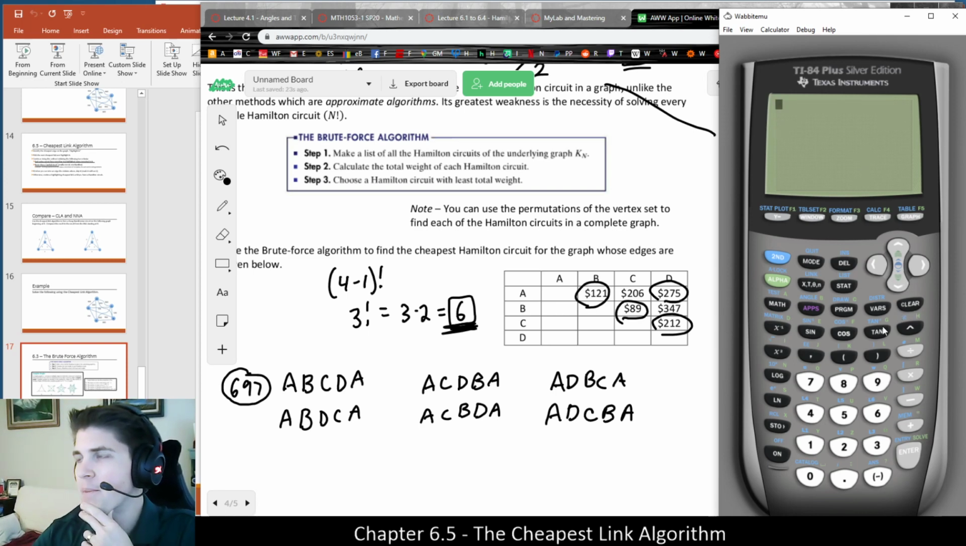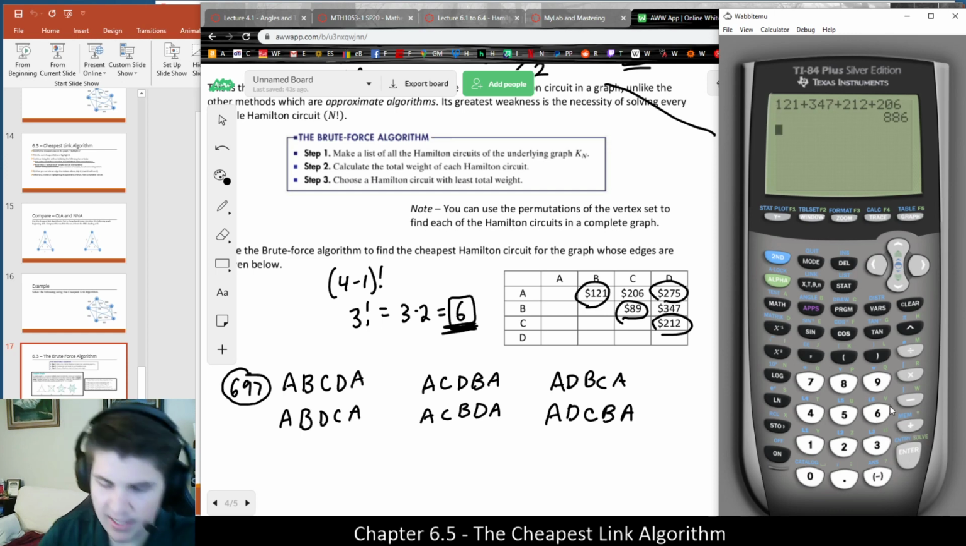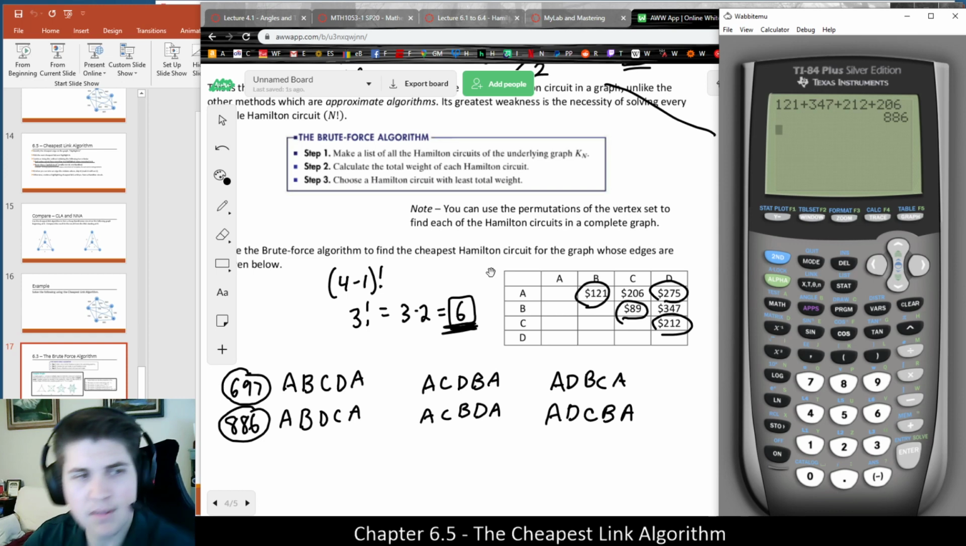Okay, so AB is still going to be 121. Then B to D is going to be 347. Then D to C should be 212. Obviously going to be worse. And then C back to A is 206. So that circuit was 886, much, much worse. I need to find all the weights and choose the cheapest.